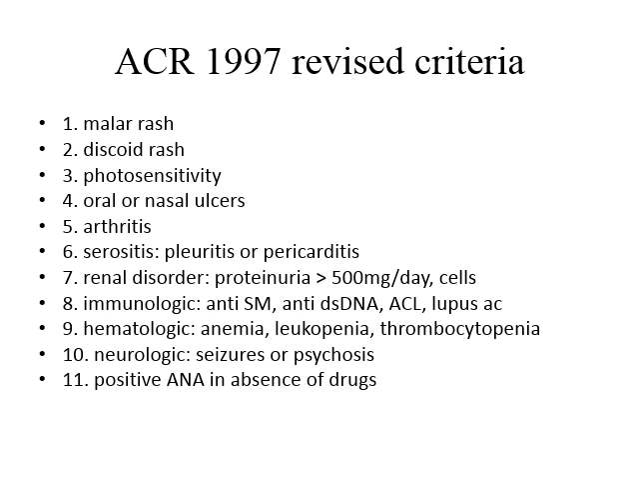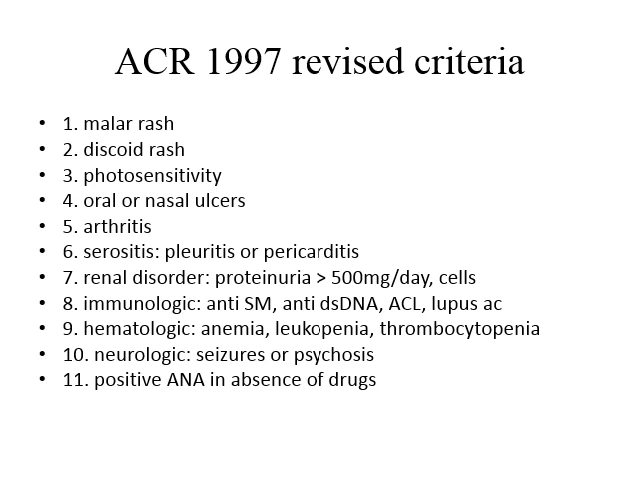Renal disorder, the proteinuria more than 500 gram per day, and the different types of cells, RBCs mainly, may be found. Casts also may be present. Now the immunological criteria, that is the anti-Sm antibody, anti-dsDNA antibody, anti-cardiolipin antibody, etc. Hematological, anemia may be present, leukopenia and thrombocytopenia.